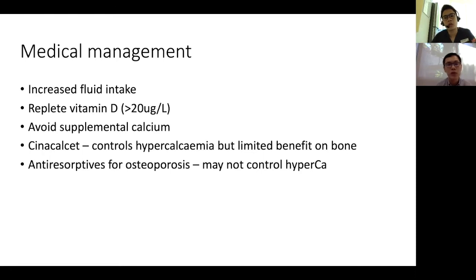And if the main problem is declining bone density, osteoporosis, fractures, then we can use anti-resorptives like IV zoledronate or oral bisphosphonates, or even denosumab. But these may not have much of an effect. One may have a relatively modest effect on hypercalcemia. Okay. Thank you very much.